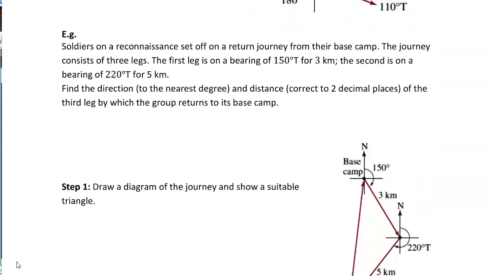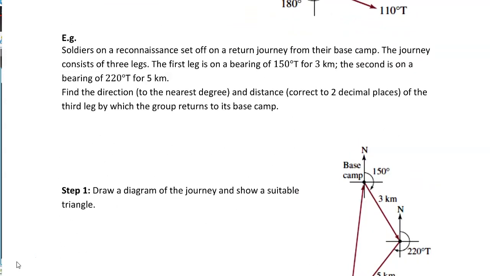So here I've got, this is a complex example, but let's get through it. Soldiers on a reconnaissance, so that's like a spy mission, set off on a return journey from their base camp. So that's where they've set up, and then they go off and do their missions from there. The journey consists of 3 legs, so you can think of that as 3 parts of the journey. The first leg is on a bearing of 150 degrees true for 3 kilometers. The second is on a bearing of 220 degrees true for 5 kilometers.